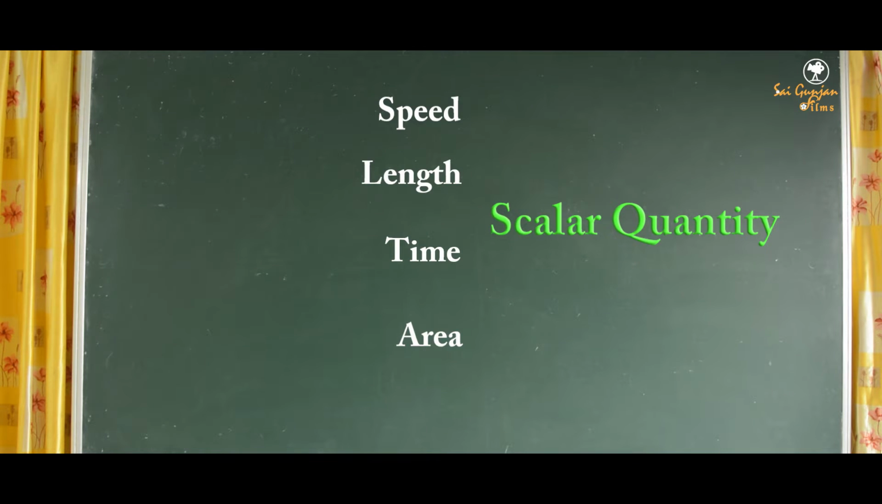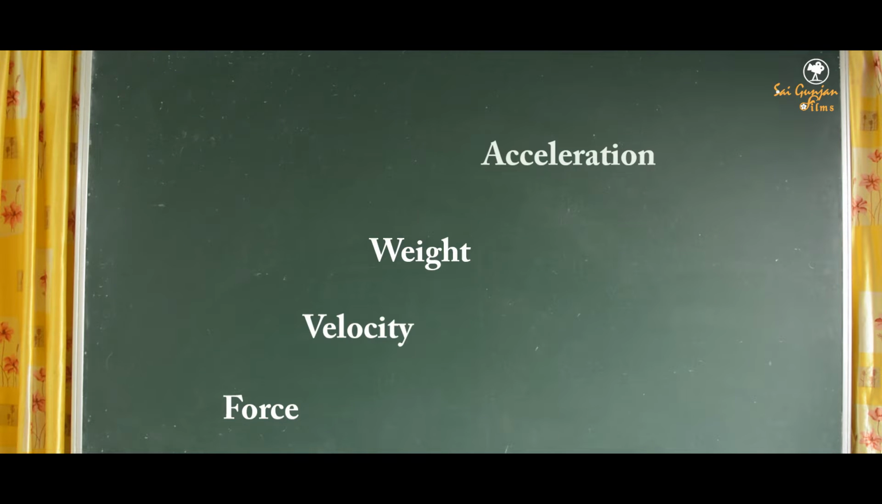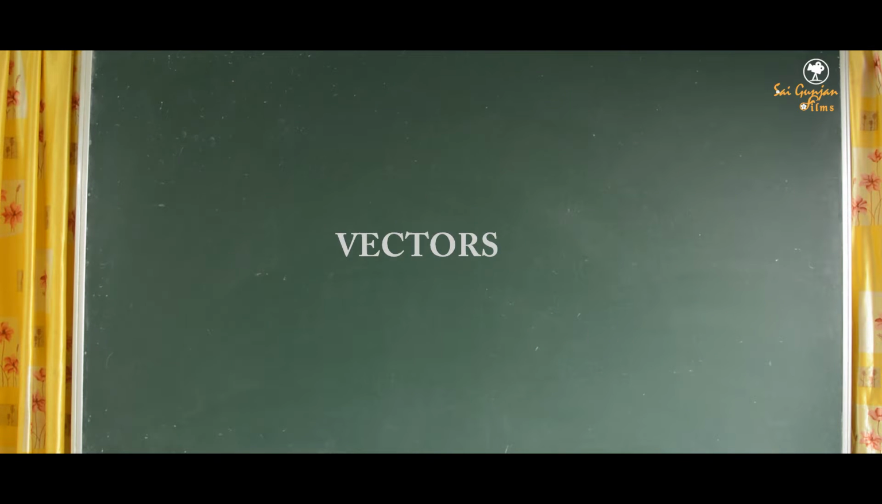quantities. On the other hand, there are some physical quantities which have both magnitude and direction. For instance, weight. Our weight is directed vertically downward. So, weight has some value and it has direction also. Likewise, force, acceleration, velocity, these things have both magnitude and direction, and hence they are called vector quantities. So today in the class we are going to discuss in detail about vectors.